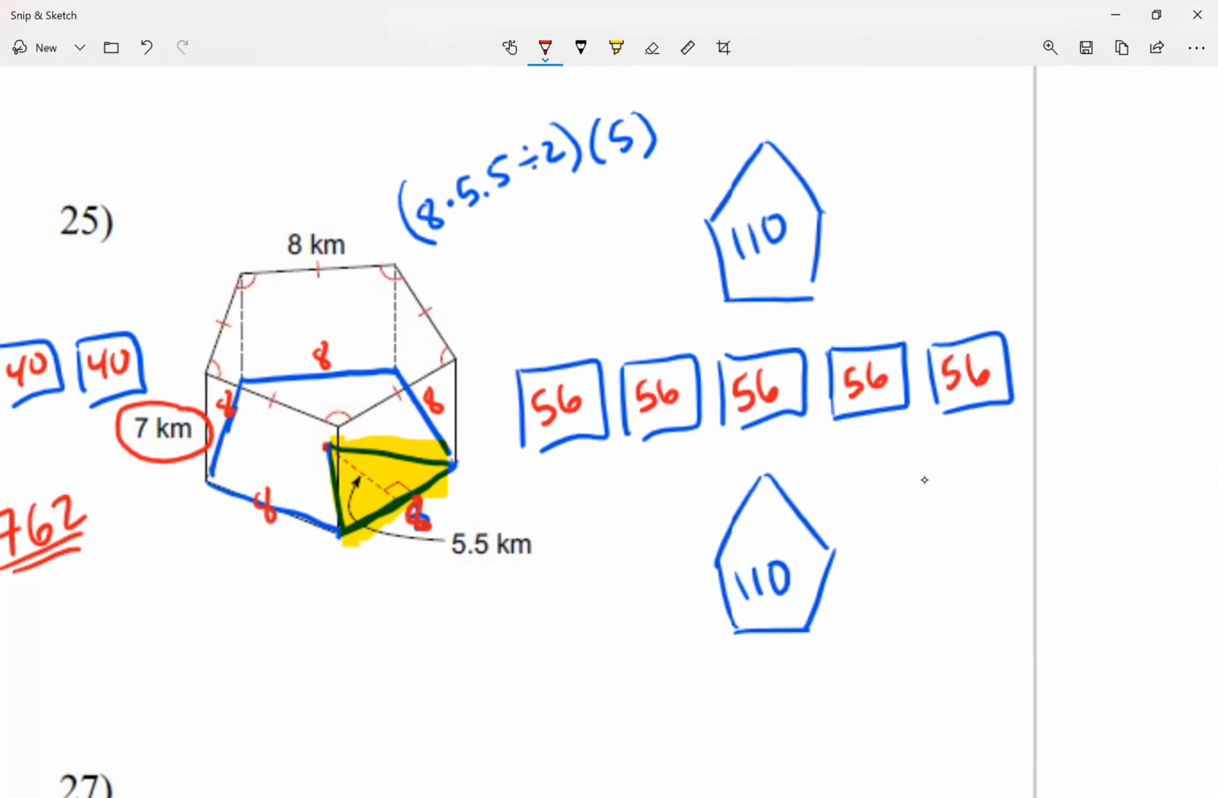All right, so let me add everything. I have 56 5 times plus 110 plus 110. My result happens to be 500.